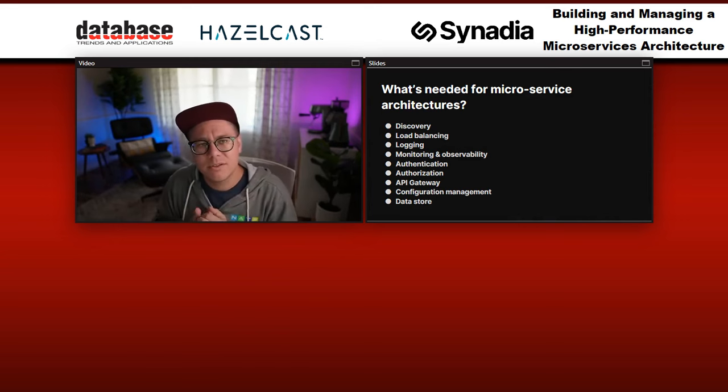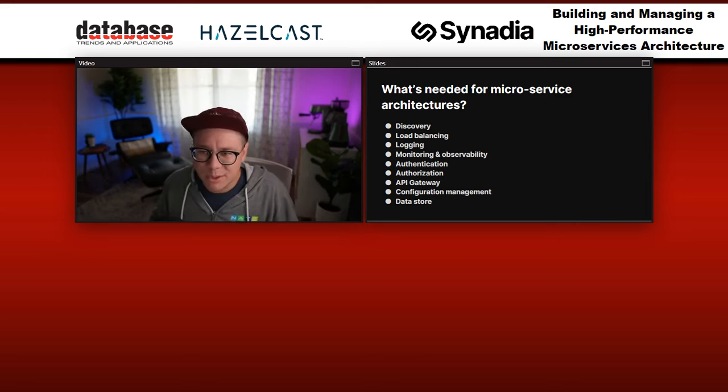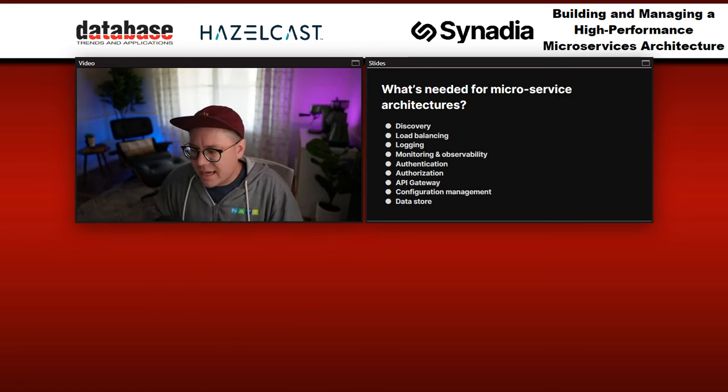But what do we need for microservice architectures? There's a laundry list of things that are table stakes for good microservice architectures. You need something to do service discovery and load balancing between all the servers, like we just talked about. Something to handle logging and monitoring, observability, authentication, authorization. We need API gateways to capture things on the outside and convert them to the right format. Then we need configuration management for that stuff and maybe some sort of data store. That ends up being a lot of technologies to wrangle, and a lot of organizations are struggling with all of that complexity.